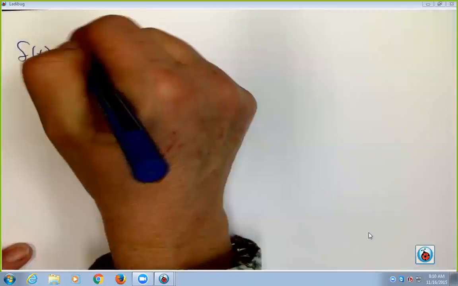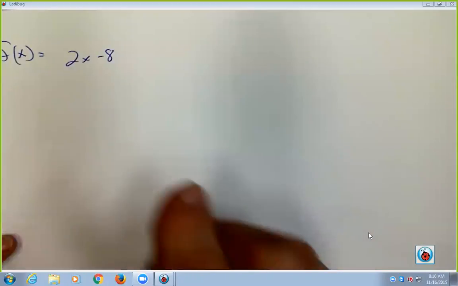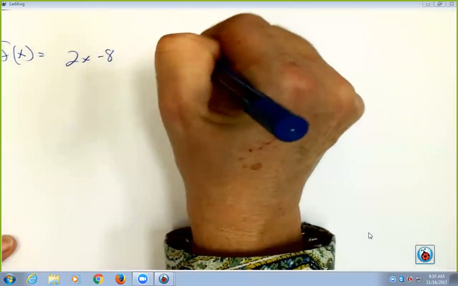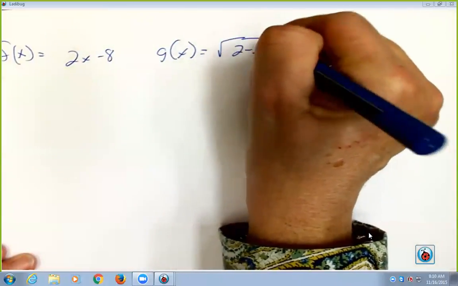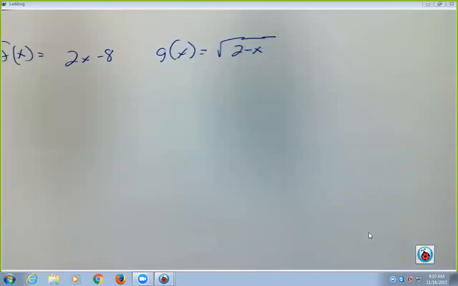And what was that again? You had f of x, 2x minus 8, yep. Square root of 2 minus x. Okay, and what are we doing to it? Are we adding it, subtracting it, multiplying it?